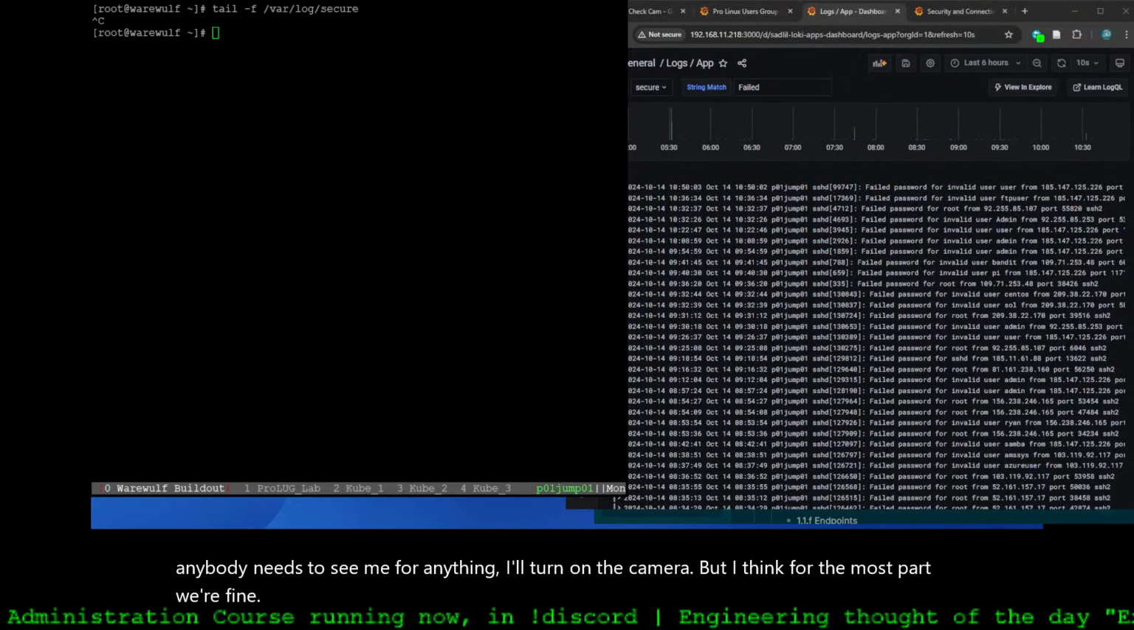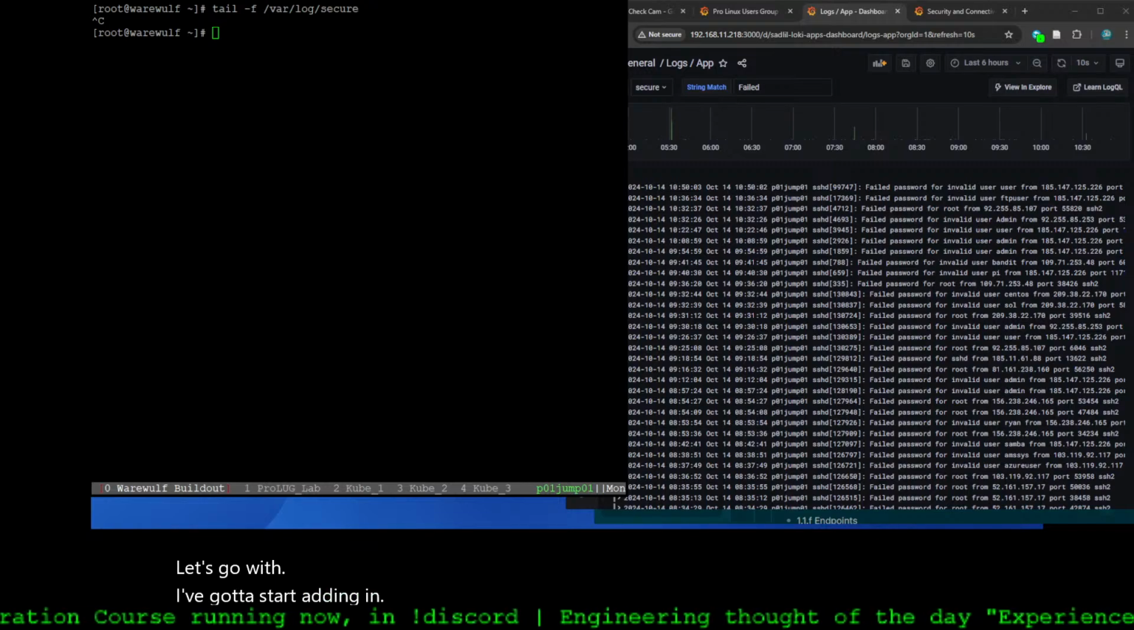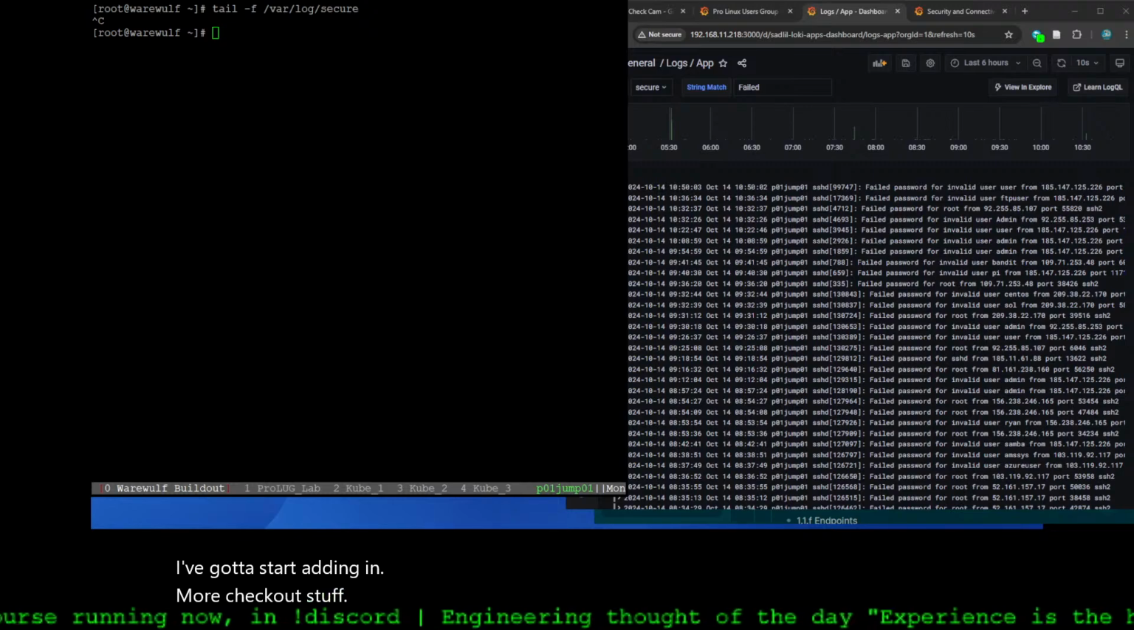I've got to start adding in more checkout stuff. So that'll be my next part.